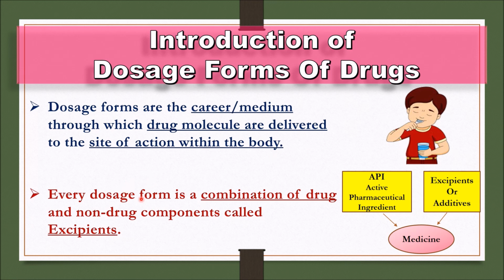Then, dosage forms are the combination of drug and excipients. Excipients are also called non-drug components. We'll discuss the excipients later, and how the medicines are prepared by mixing the active pharmaceutical ingredient and excipients or additives.